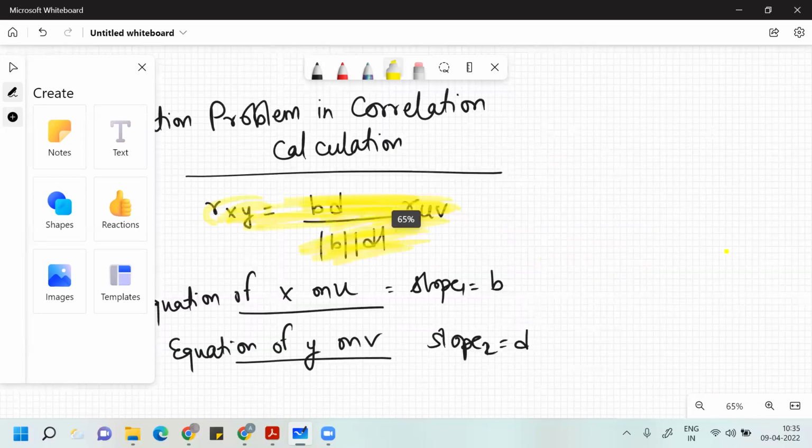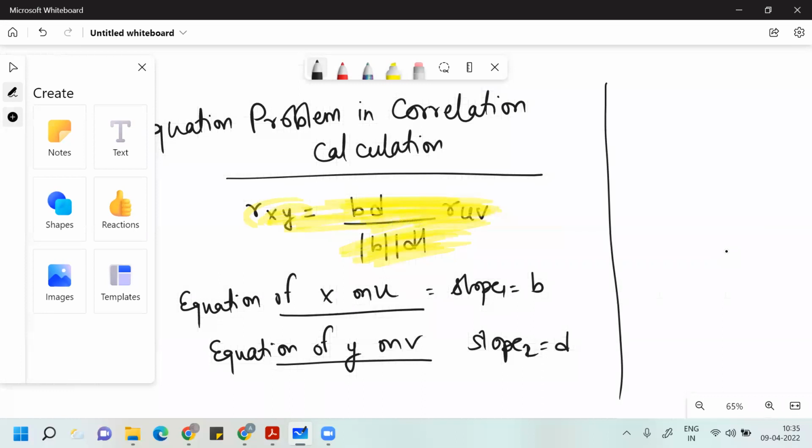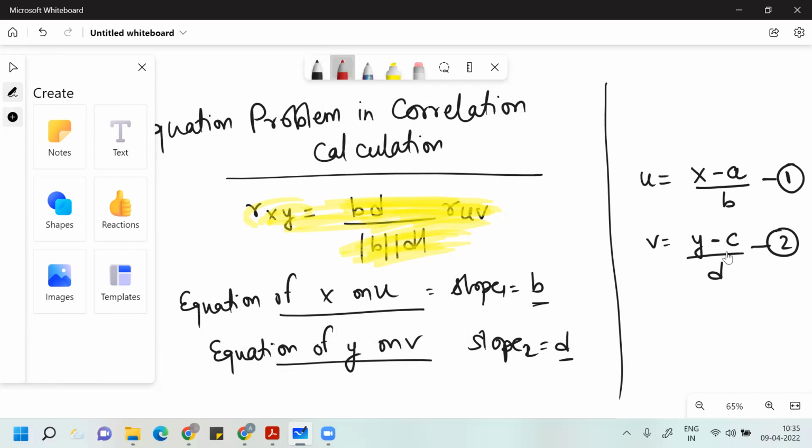In the general way, guys, if you're not very good with maths and you don't understand what the slope is, you just need to see the equation and find the sign of b and d. How will you find b, guys? For b, the general way would be to write the equation as u equal to x minus a by b. So this is your b. Similarly, v equal to y minus c by d, guys. So this is your d. You just need to focus on what b and d are here.